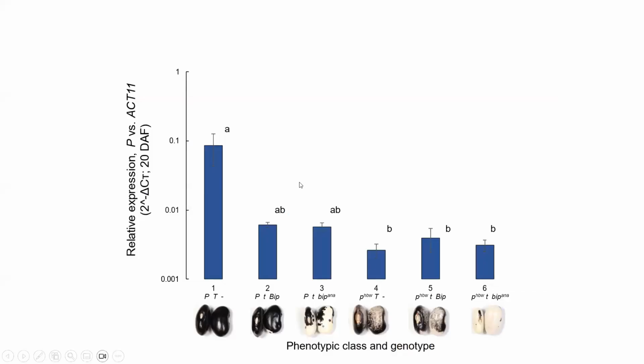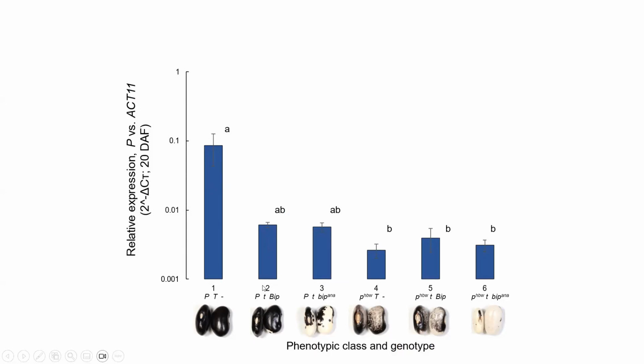We then looked at the expression of the P gene, this important seed color gene, across our different phenotypic classes. And you can see that this distinction between class 1 and class 4, the only difference is that intron mutation. And yet the expression of this pigment gene is reduced by something like 20-fold just by having that intron deletion. And it's a highly significant difference.